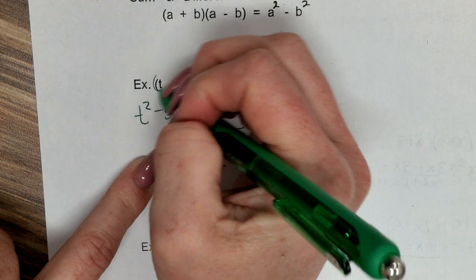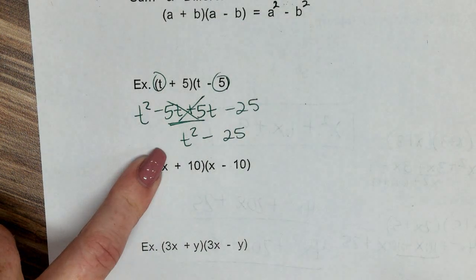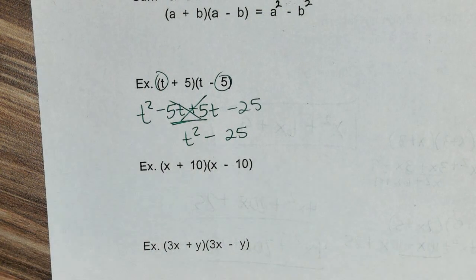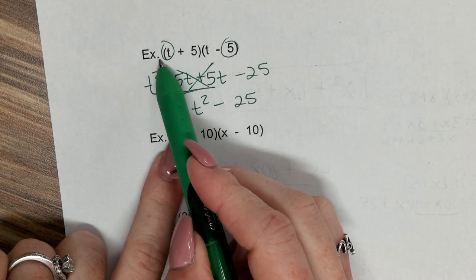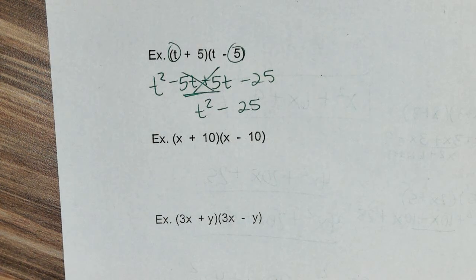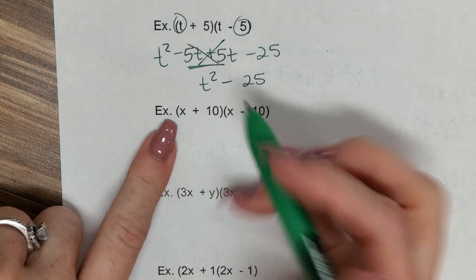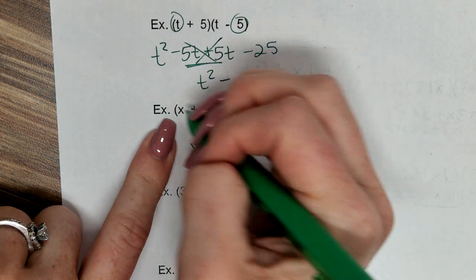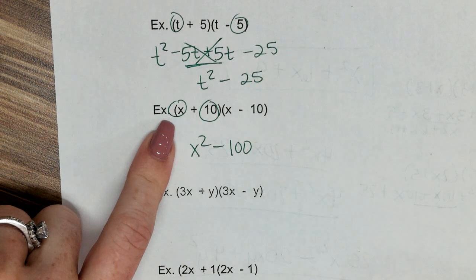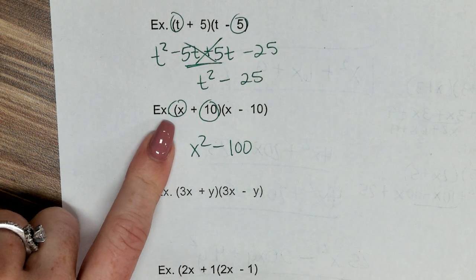So you're basically just doing this squared minus this squared, because if it looks like this, it's always going to cancel out. But it only works if they're the exact same terms, one being a plus and one being a minus. So this would basically be x squared minus 100. So you're just squaring this, squaring that, putting a minus sign in the middle.